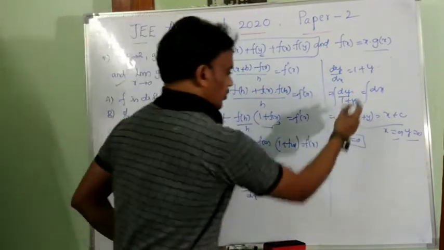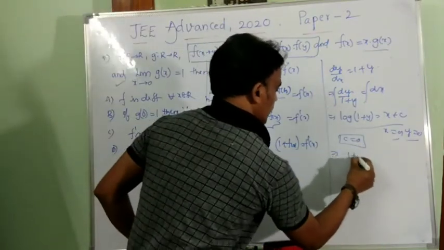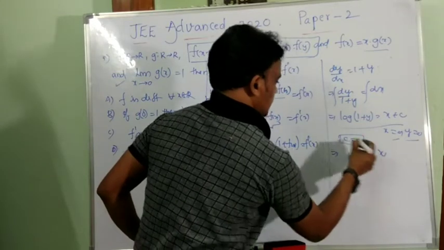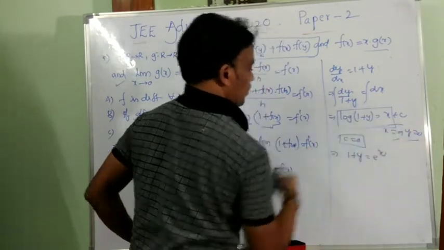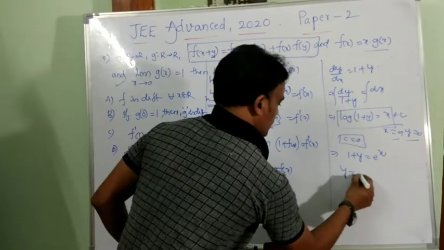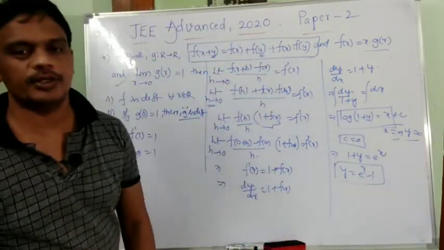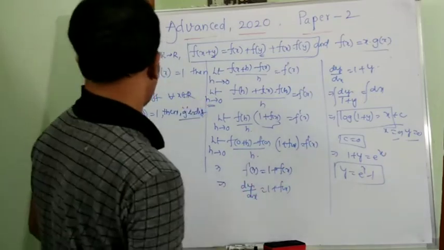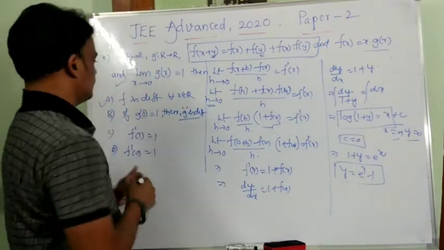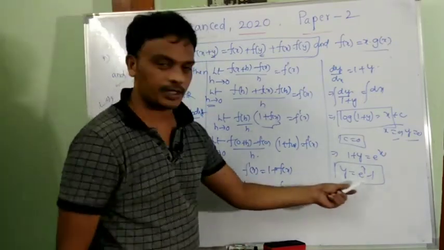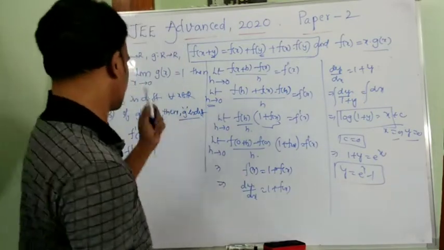Then your function is 1 plus y equals e power x. Can I write like this? 1 plus y equals e power x, then y equals e power x minus 1. This will be the final function. Come to the options. So f is differentiable for all values of x.